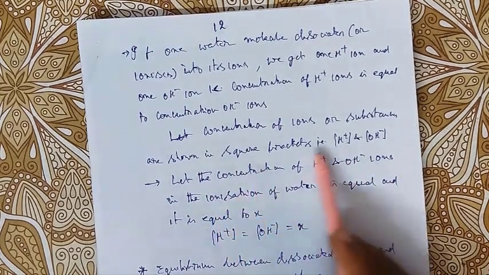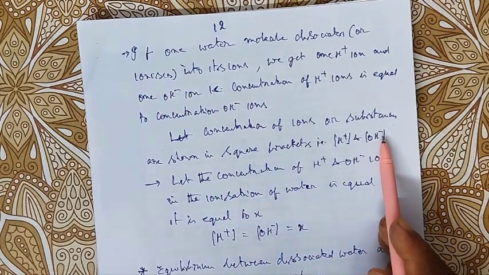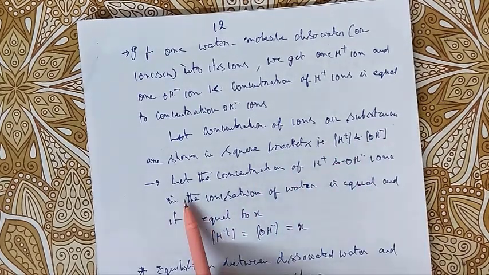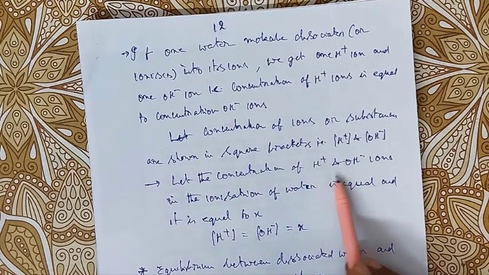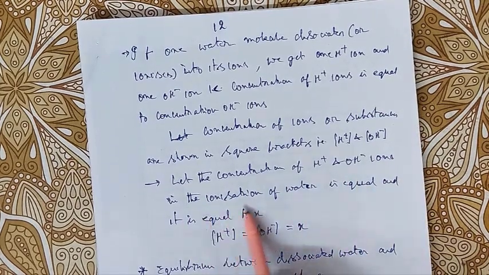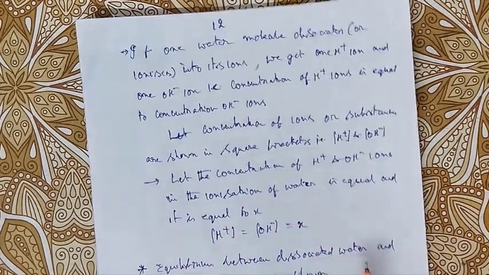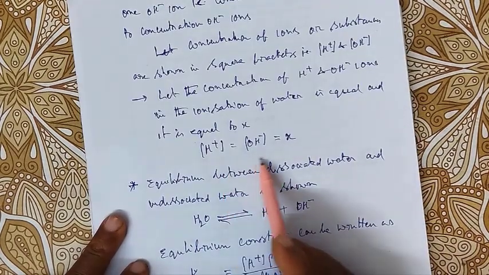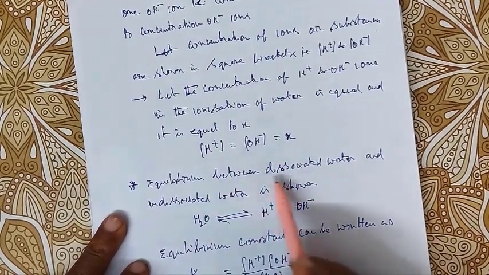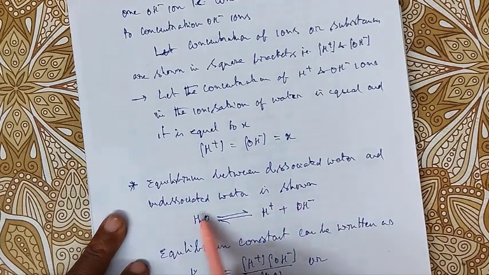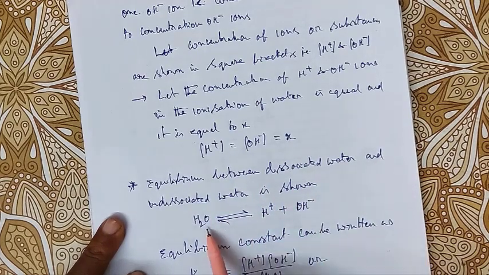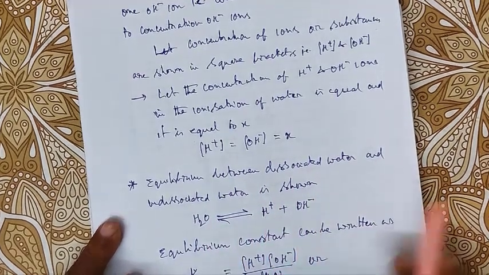As the concentrations of H plus ion and OH minus ion are the same during the ionization of water, let the concentration of H plus and OH minus ions in the ionization of water be equal to X. Therefore, H plus and OH minus are equal to X. Equilibrium between dissociated ions and undissociated water is shown as H2O gives H plus and OH minus.